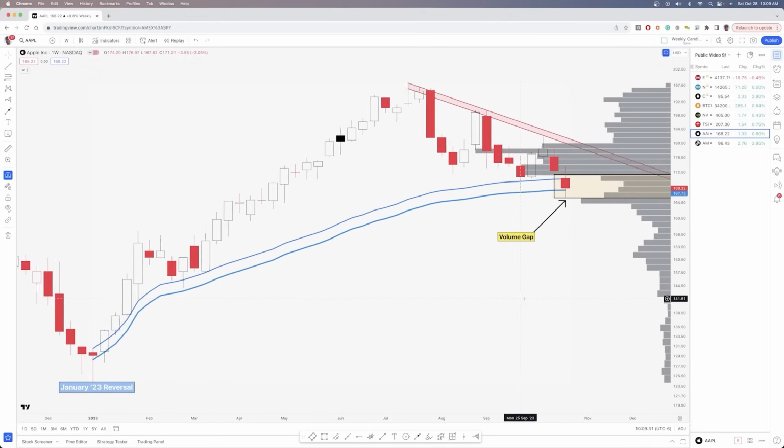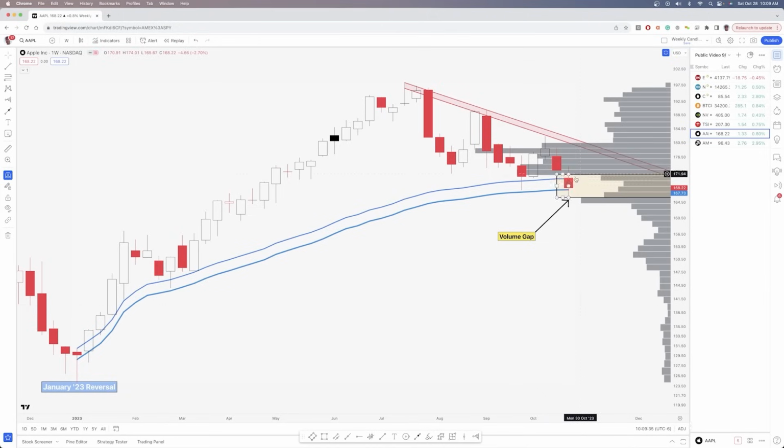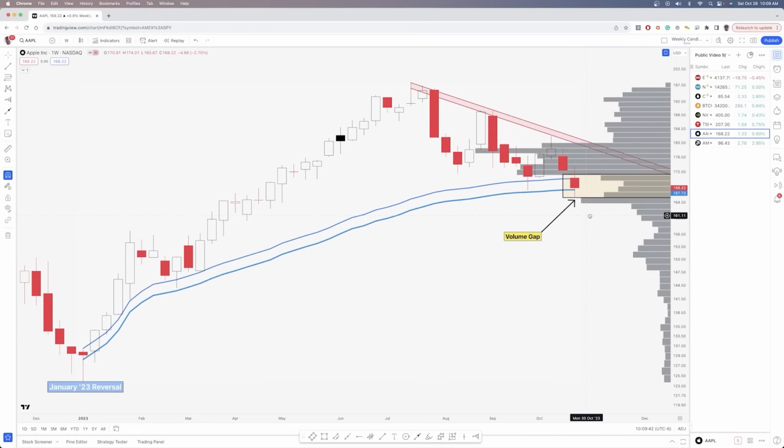Apple is another one that is really a great case study. Last week, if you remember, we were discussing this volume gap below. Once again, the volume gap acts as a magnet or a vacuum for price, a magnet down to the next area of liquidity. Well, the next area of liquidity was this pocket here, pretty much from 164.25 all the way up to around 165.75. And that's exactly where we got a bounce.